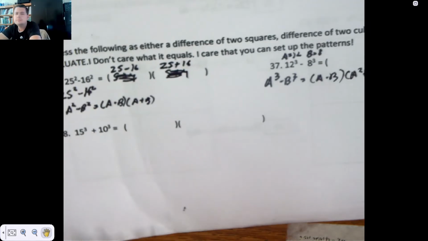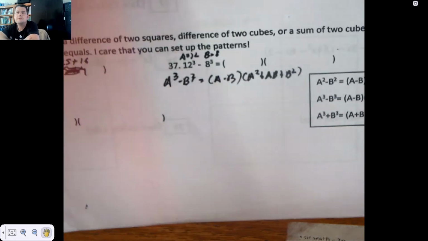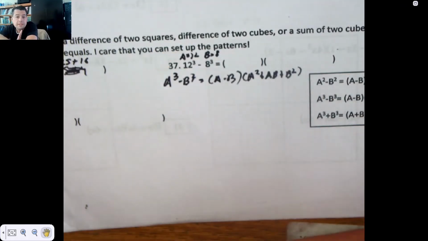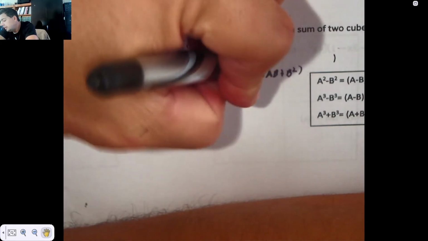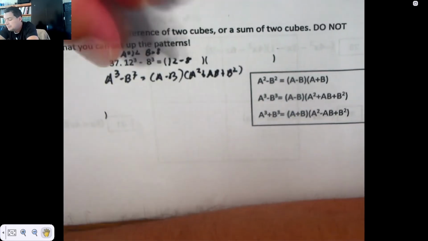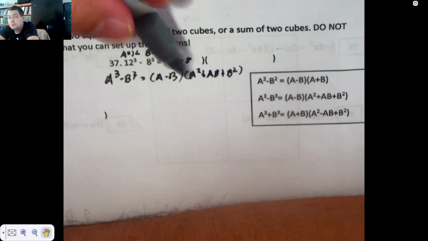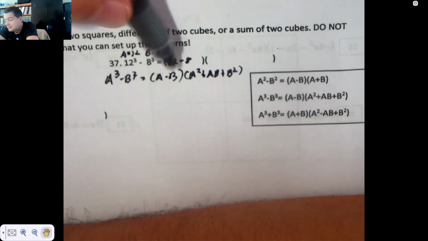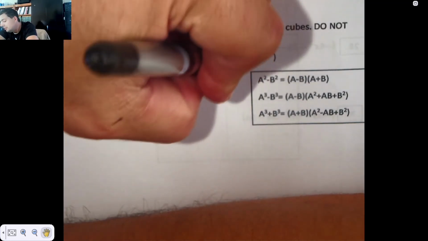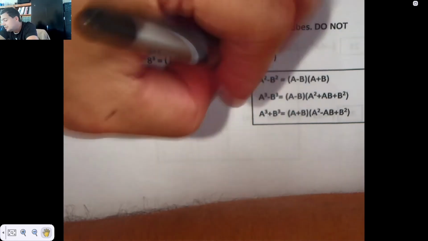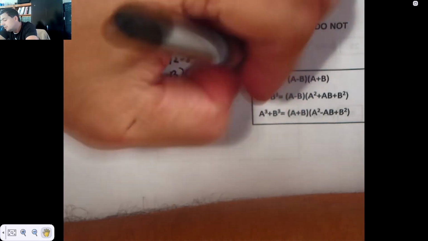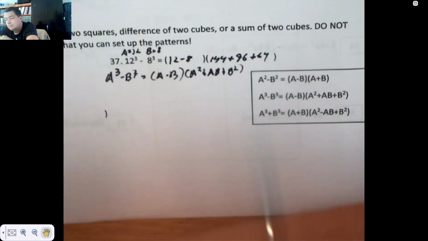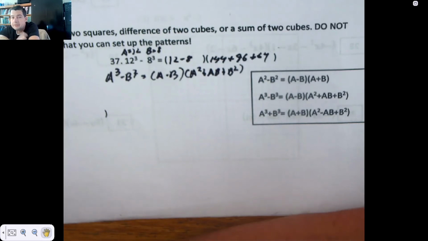Plus, the way I've been doing, I was wanting to take squares of numbers. Anyways, a is 12, b is 8. 12 minus 8. I'm supposed to take a and square it. That's 144. There's a plus symbol, so plus. 12 times 8 is 96. And when I take the 8 and square it, I get 64. That's how that thing factors.